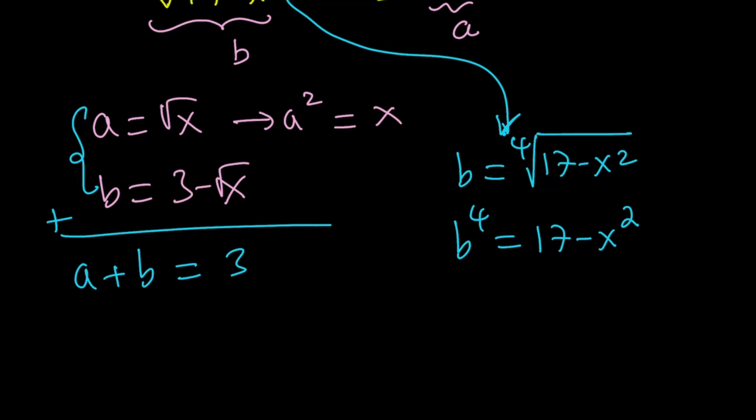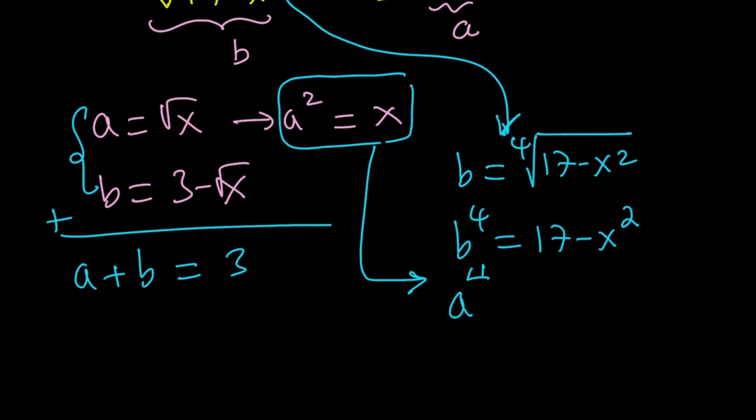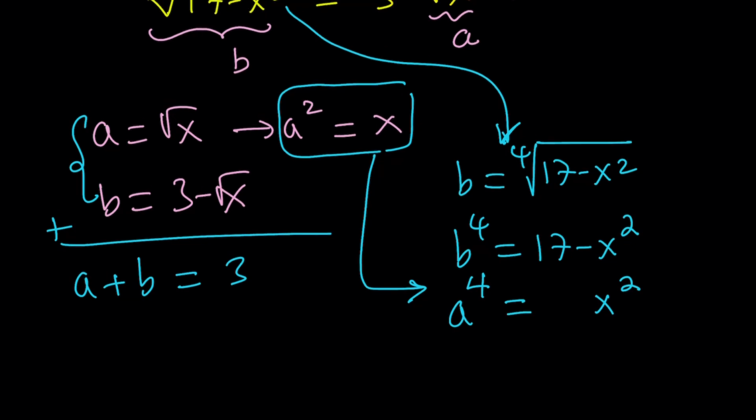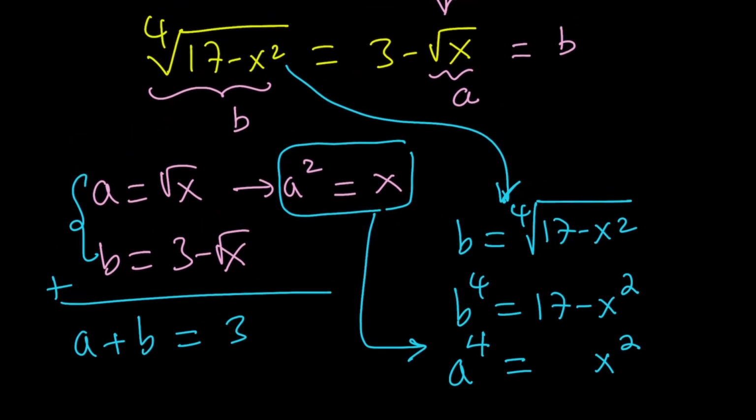Awesome. Now how can I use this? Is there another fourth power? I don't have a fourth power, but I do have a second power that I can use. So I can go ahead and square both sides of this equation, and that's going to give me a to the fourth power equals x squared. And notice how beautifully everything cancels out, and we get a nice system of equations. I hope this makes sense.